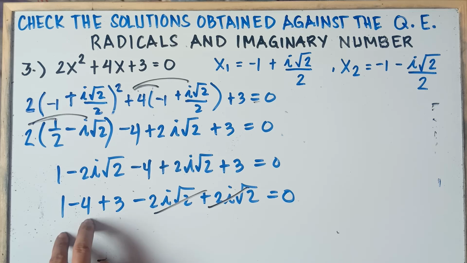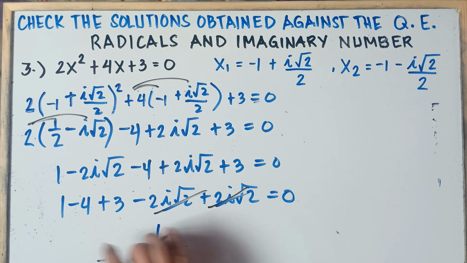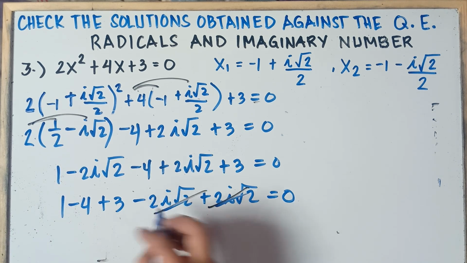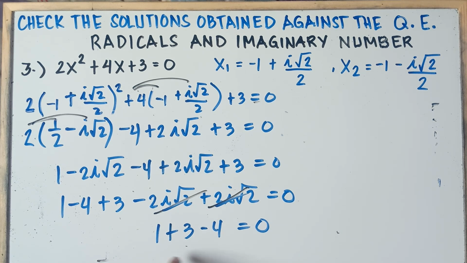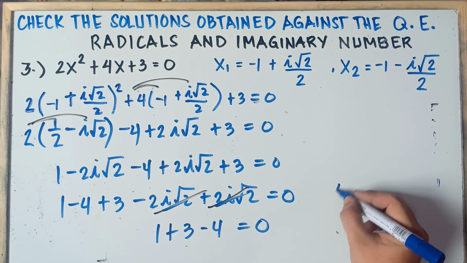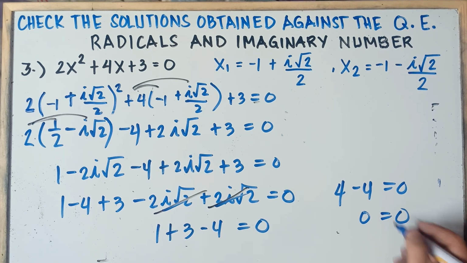Or we can arrange, class, if you're confused with this one. You write the positive numbers first. Once again, we just cancel this out. So we have positive 1, positive 3, and then negative 4 equals 0. So 1 plus 3, that's 4. Minus 4 equals 0. 4 minus 4, 0 equals 0. Check, class. We just checked the first root.